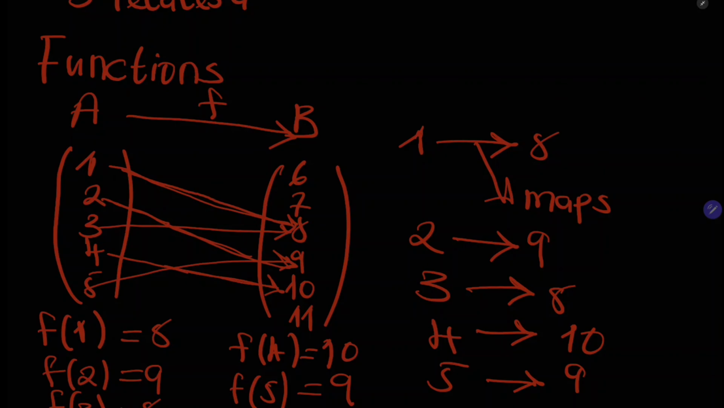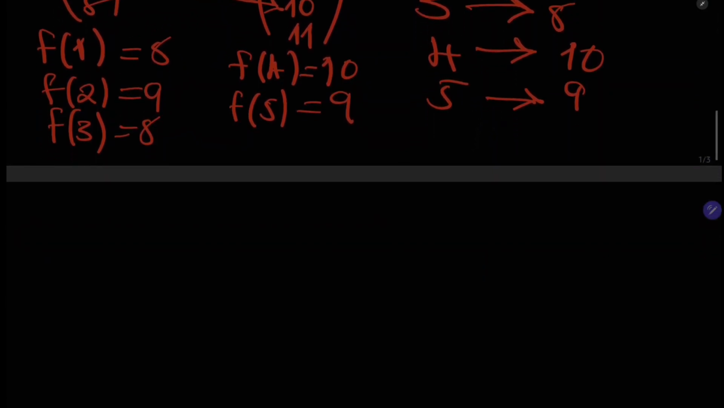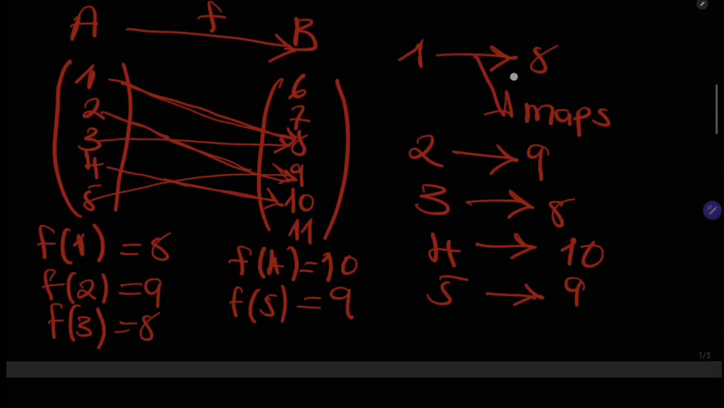Here, remember what I earlier said. I said a function is a relation where each input has exactly one output. So here 1 maps to 8, 2 maps to 9, 3 maps to 8, 4 maps to 10, 5 maps to 9. So each input has exactly one output, not two. Each input should map to one output alone. Okay, so these are functions.